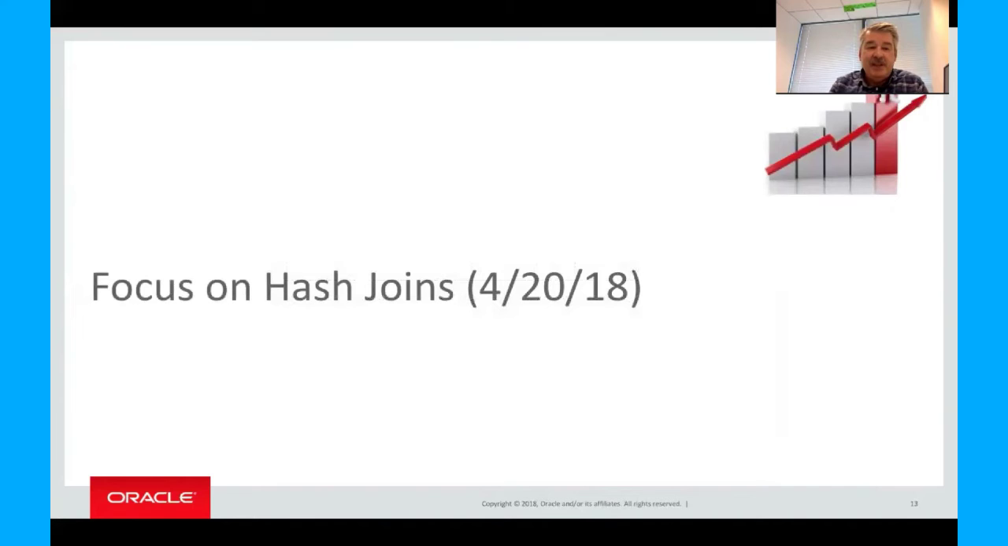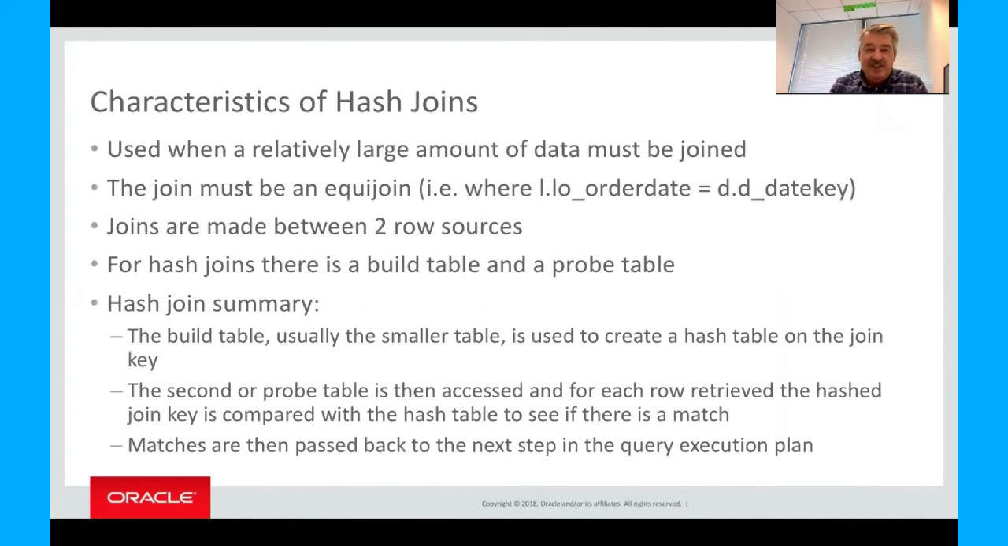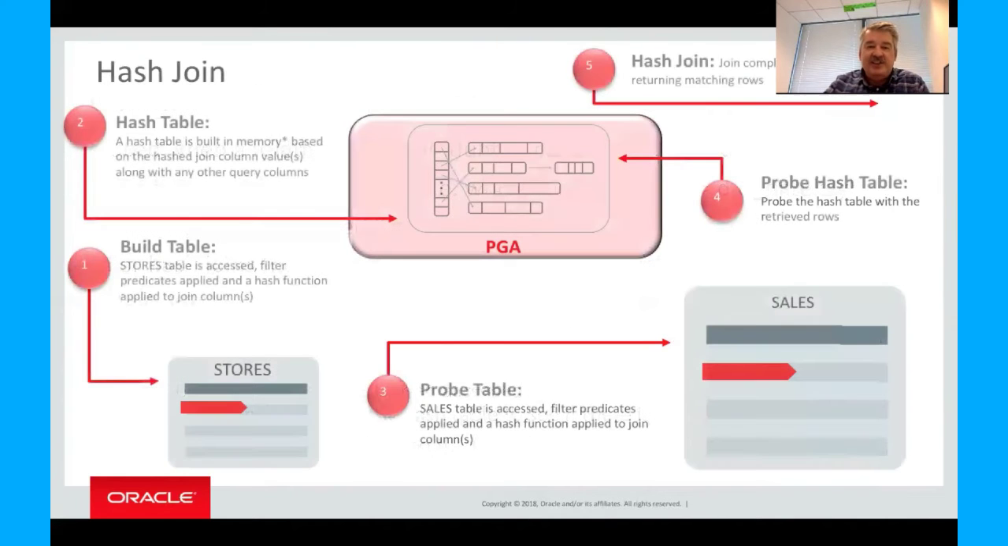So we did a session on hash joins, and I got a little deep on things, but I basically went through the characteristics of a hash join and how it works within Oracle Database. So we did a diagram. I don't know, did I include that in? Oh yeah, I did. There we go.